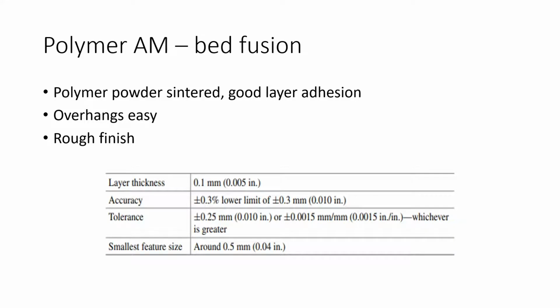However, the drawback here is that you get a rough finish, which is pretty much equivalent to the powder sandy finish that you had put into the machine to begin with. These are some of the accuracy and tolerances for bed fusion, and it's limited by its finish there, really.